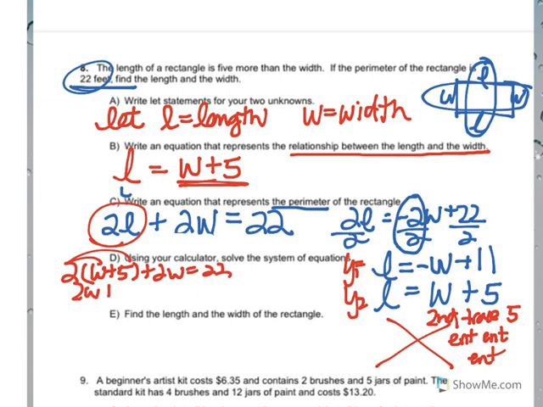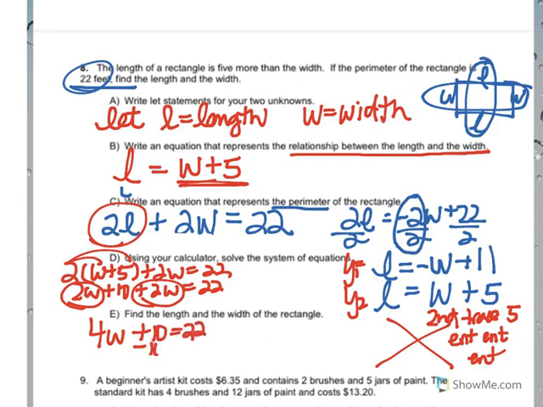I get 2W plus 10 plus 2W equals 22. So I'm going to add 2W plus 2W. I have 4W on this side. Subtract 10. 4W equals 12. Divide by 4, and W equals 3.